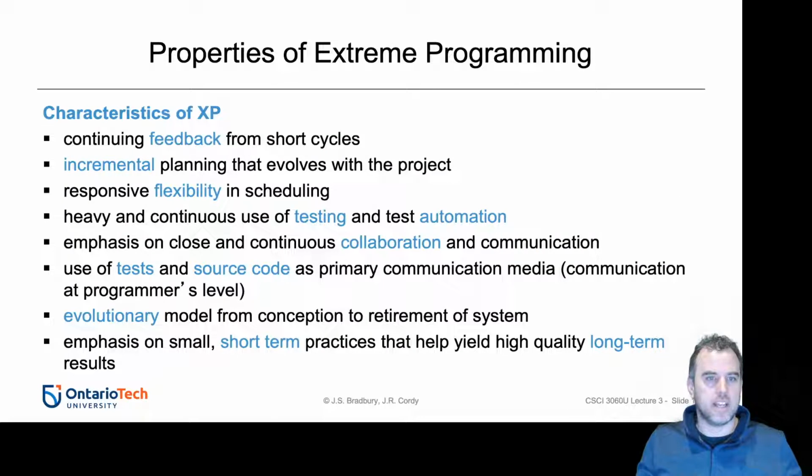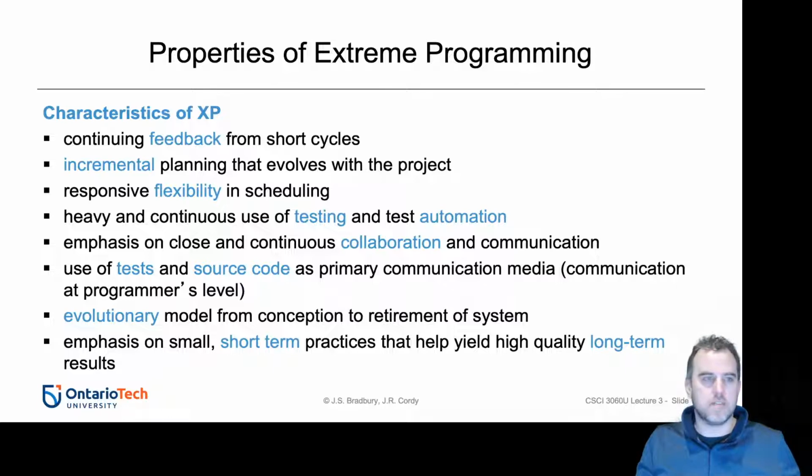With that in mind, they really strive to have things like continuous feedback, incremental planning, flexibility in scheduling, automation in testing, and continuous collaboration. They also value the actual source code, and the tests are considered the primary communication at the programmer level. So you don't have other types of documentation. All the documentation is your tests and your source code. And then there's this idea of evolution and short-term practices that help yield long-term results. Those are all characteristics of XP.